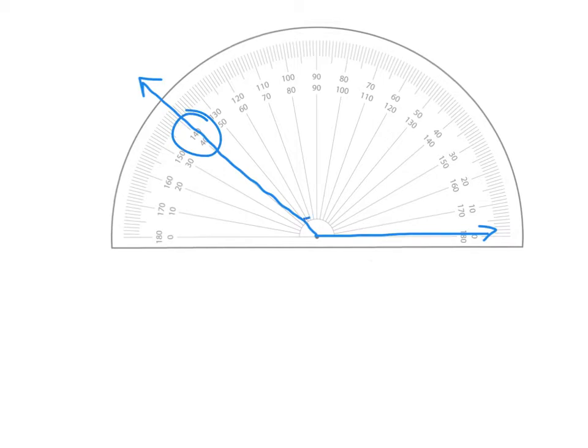Now, is this angle larger than 90 degrees or less than 90 degrees? Because remember, a 90-degree angle looks like this. So is that angle larger or less than? Well, this angle is definitely larger. So if you know it's larger than 90, then you know it's going to be the top number, not the bottom number. You see how the middle here is 90? So when we're beyond the 90, you take the top number. So in this case, the measure of this angle is 140 degrees.